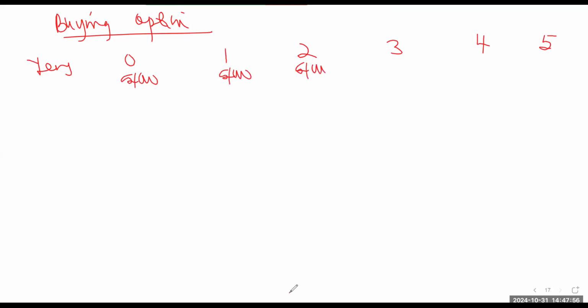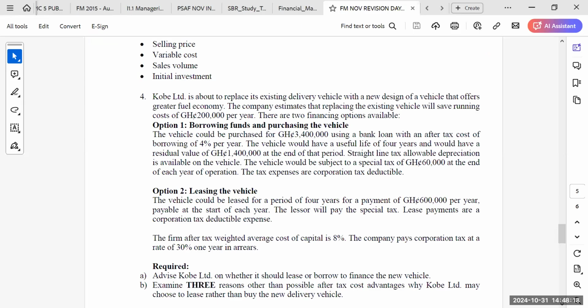The tax is paid in what? In arrears. Are you okay? So your tax benefit will also be enjoyed in arrears. Okay, so let's come to this place. We have the years. Now let's come to the cash flow. What are the cash flows that will be coming in as a result of this one?